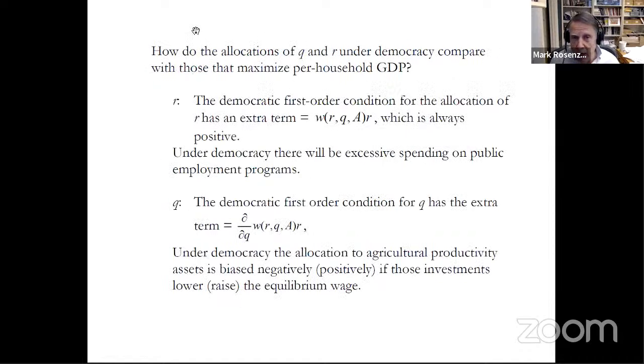So how does the allocation of Q and R under democracy compare to that which maximizes per household GDP? With respect to R, it's very clear that under democracy, there's going to be excessive spending on employment programs. And with respect to Q, it's going to depend on whether or not Q increases or decreases the wage, whether an increase in the infrastructure increases the demand for labor or reduces the demand for labor. So it's unlikely that either in the autocratic regime or in the democratic regime, you're going to get a composition of public goods that maximizes GDP.